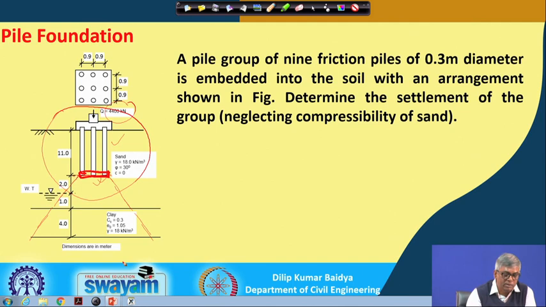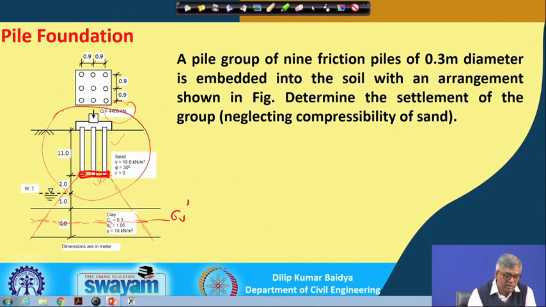So, to find out the consolidation settlement of this layer, I have to apply the log formula at the middle of the clay layer. If I want to apply that, then what do I have to do? First of all, I have to find out sigma v dash at this point before applying load. So, sigma v dash is what? It is the weight of the soil up to this point, and when there is a water table, of course, I will take submerged unit weight, otherwise total unit weight.